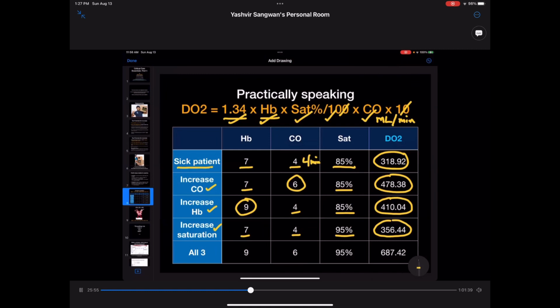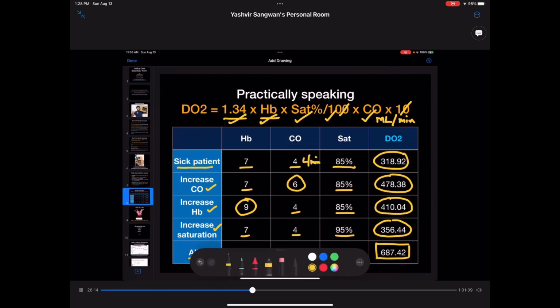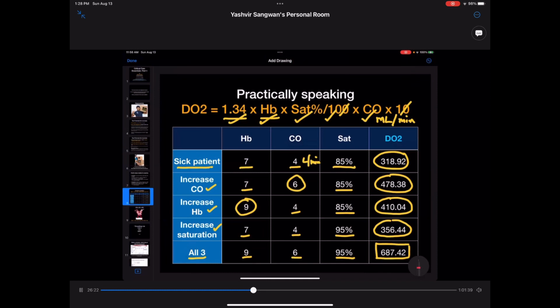And if I do all three, increase the hemoglobin to 9, increase the cardiac output to 6, increase the saturation to 95%, if I can do all of that, then they add up and my DO2 has more than doubled. So here is the problem. All of this is awesome, provided that I am thinking in terms of DO2.